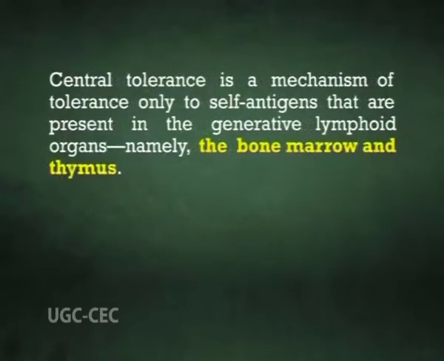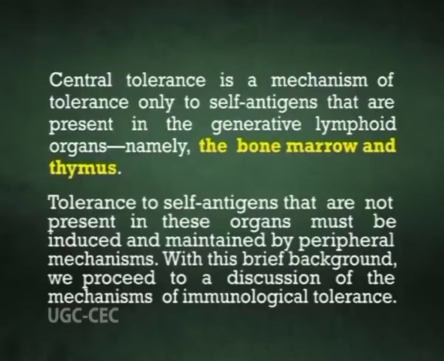Central tolerance is a mechanism of tolerance only to self-antigens that are present in the generative lymphoid organs, namely the bone marrow and the thymus. Tolerance to self-antigens that are not present in these organs must be induced and maintained by peripheral mechanisms. With this brief background, we proceed to a discussion of the mechanisms of immunological tolerance.